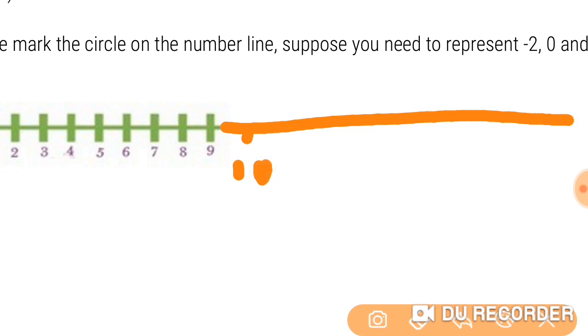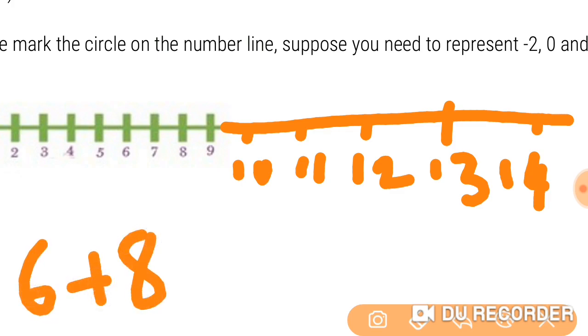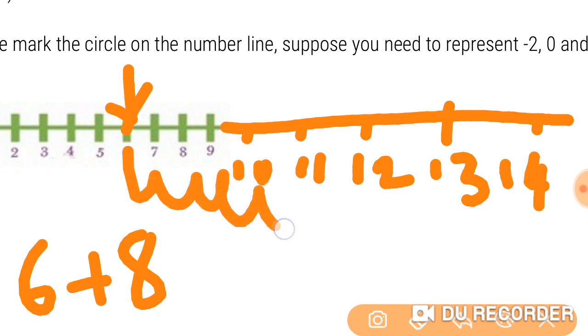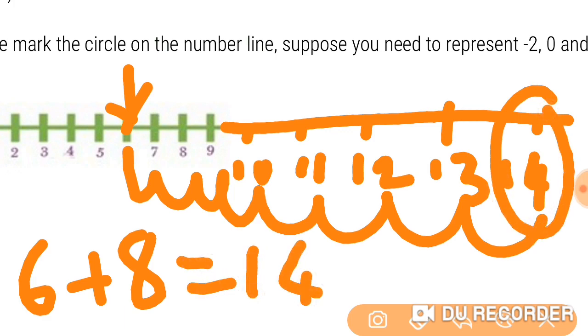So 10, 11, 12, 13, 14. So there is no space enough. So the question is 6 plus 8. How much? So 6 is here. So 8 is a positive number. We always go through the right side. 1, 2, 3, 4, 5, 6, 7, 8 times we should go. So the answer becomes 14 here.